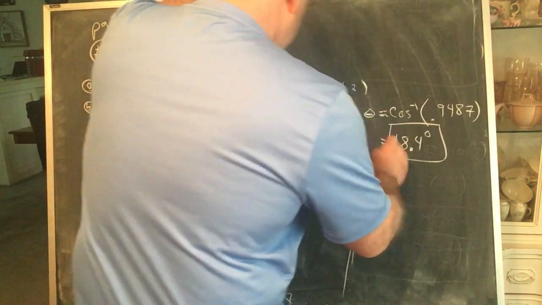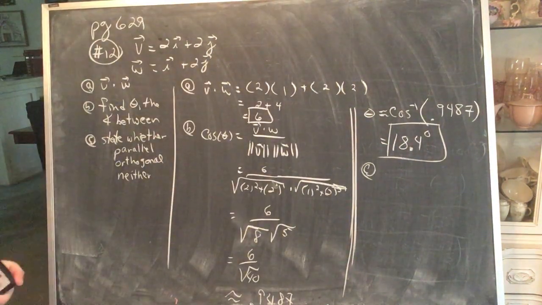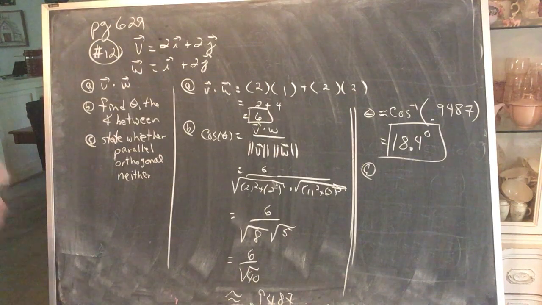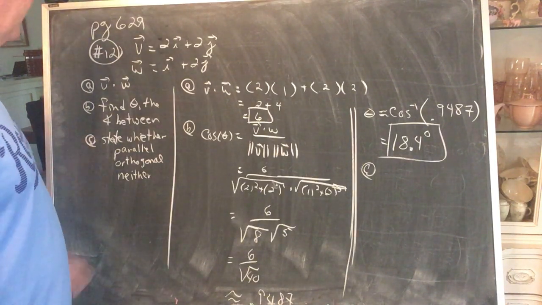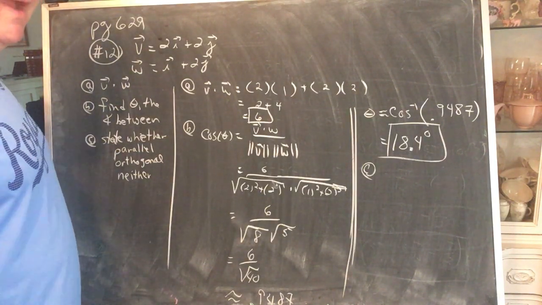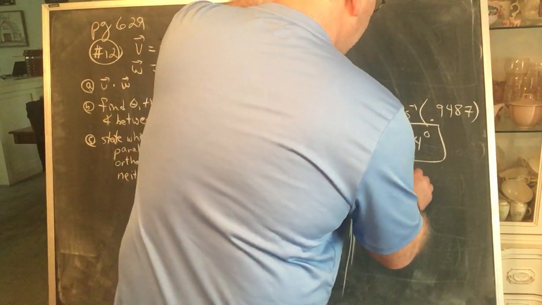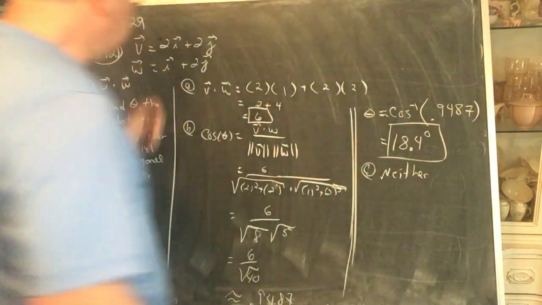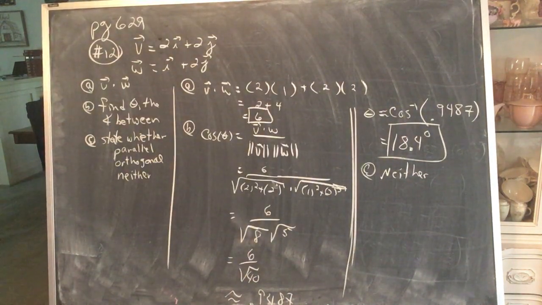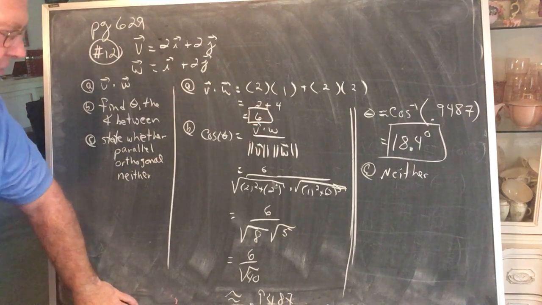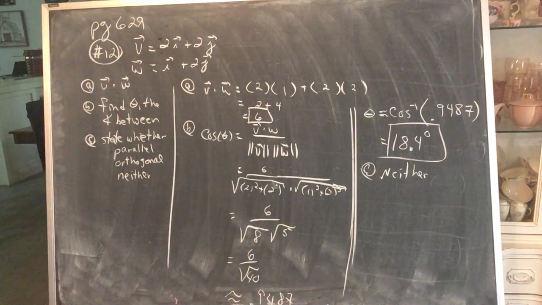And then C, well, are they parallel, orthogonal, or neither? Well, neither. If they are parallel, then the angle between them would be either 0 or 180. If they were orthogonal, the angle would be 90. And since it is neither of those, this is neither. So that's number 12, worked out in all of its little splendor and glory. All right?